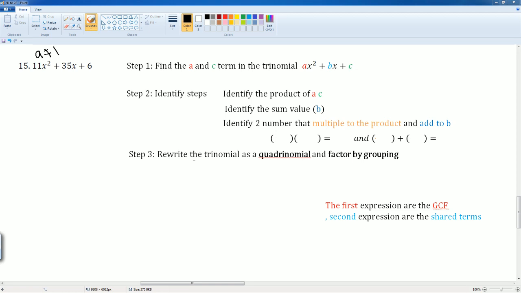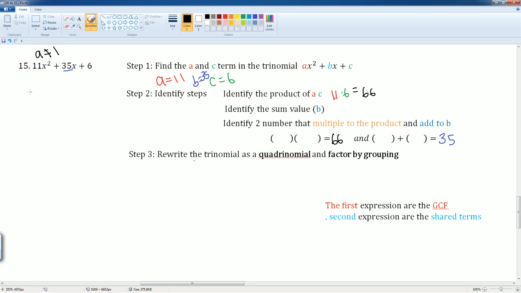First is to find the a term and the c term. The a term here looks like it is 11, and the c term here is going to be 6. We multiply them together, so that is 11 multiplied by 6, giving you 66. Your b term here is right here, in front of the x, which is just 35. So identify two numbers that multiply to make that new product, which is 66, and that add up to 35. All right, let's take a look.